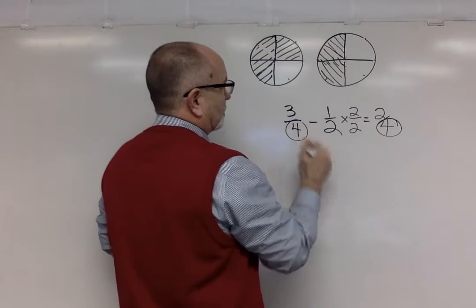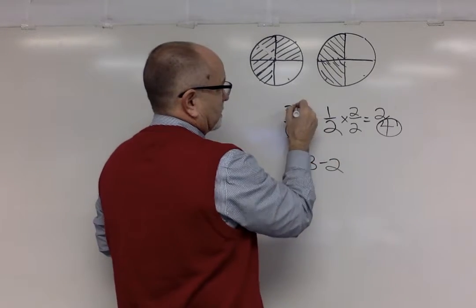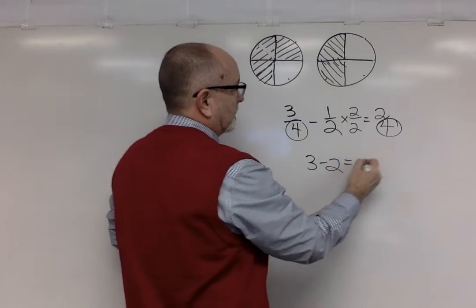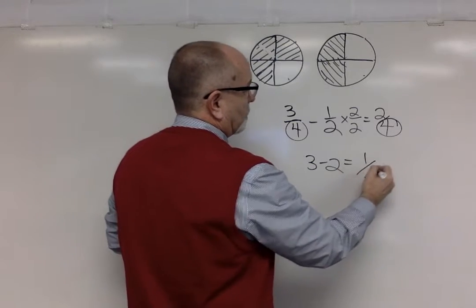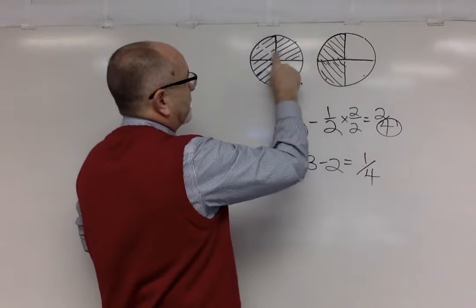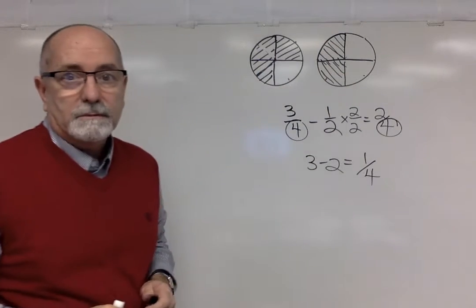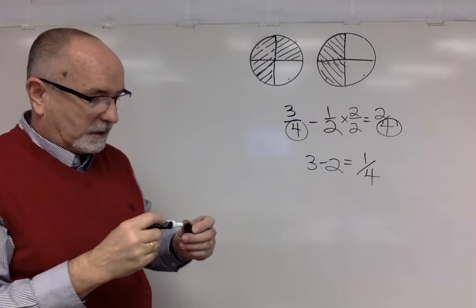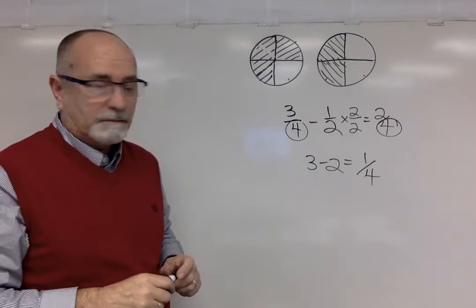Now I have all my parts the same, 4s. And now I can go 3 minus 2, numerator minus numerator. How many parts do I have, I'm talking about? 1 of them. So my answer is 1/4. So if I took 2 of these away, I ended up with 1 of those. And so that is another way of looking at subtracting fractions.